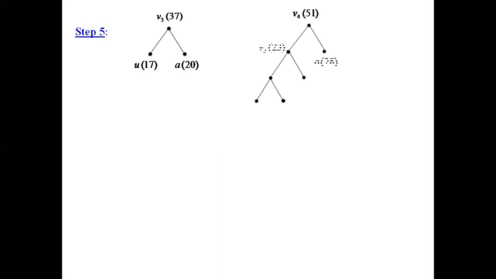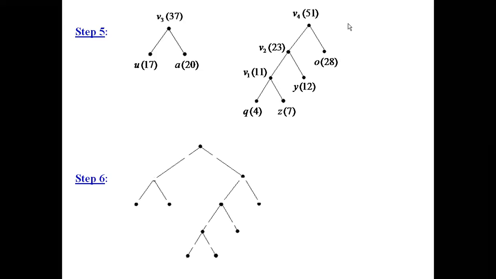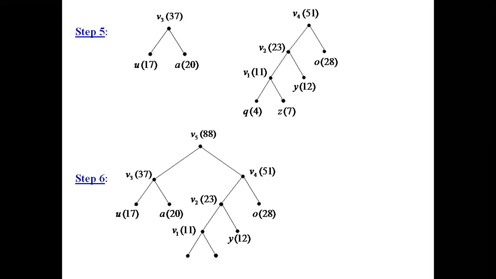The new vertex V4 with the weight 51 has the children V2 and O, followed by V1 and Y as the children of V2, and then V1 has the children Q and Z. Again, the one final optimal tree can be obtained by adding up 37 and 51, which creates a new vertex as a parent, that is V5, with the sum of these two, which gives us 88. So we have V5 with the weight 88, followed by its children V3, V4, and the grandchildren as they are. So this is our optimal tree.